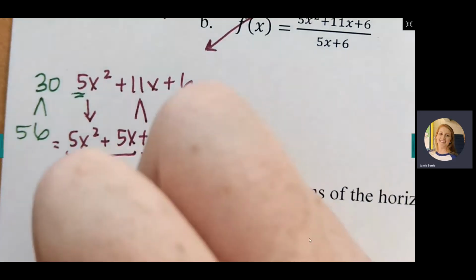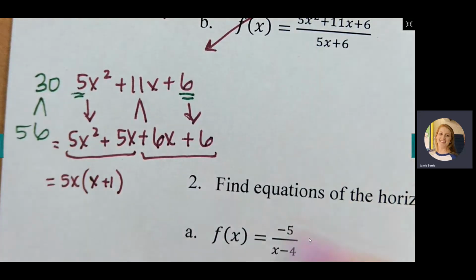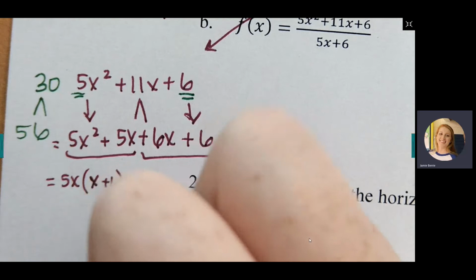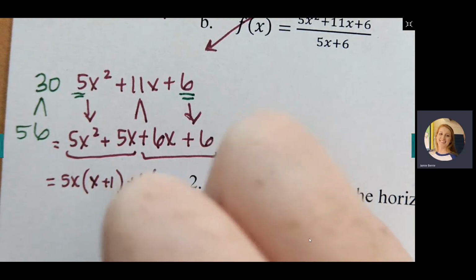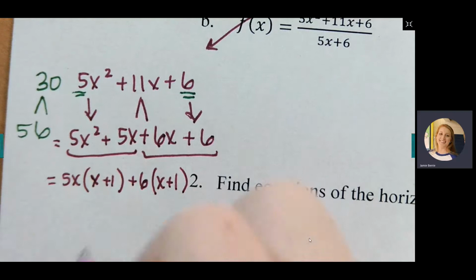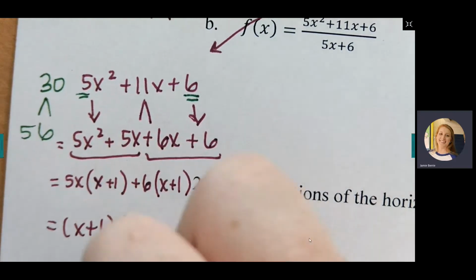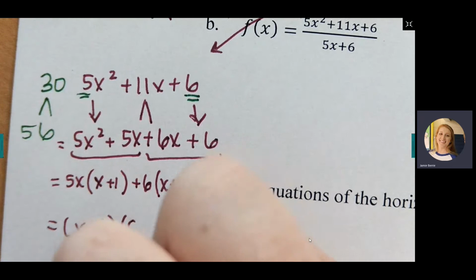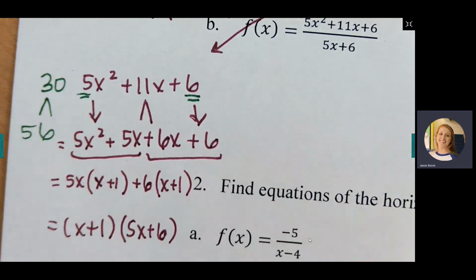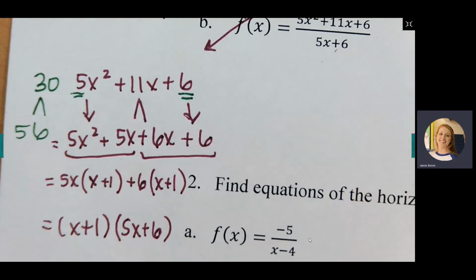x plus 1. And then out of the second group, pull out a what? 6. That leaves you with another x plus 1. All right, so pull out that common factor, x plus 1, that goes out front, and then what's left over? 5x plus 6, which is nice because that was our denominator. All right, so that's going to cancel out our denominator, which makes this a lot easier for us.